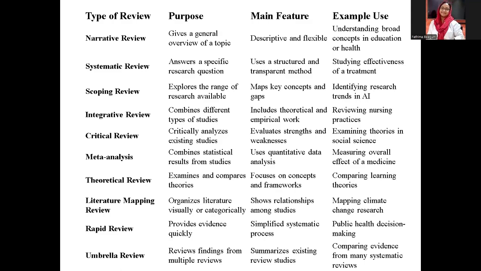Then comes the next type, meta-analysis. Meta-analysis combines statistical data. We use statistical results from the studies, such as ANOVA data, descriptive statistics, or inferential statistics, and these results are combined. Then come the theoretical reviews. Theories will be there, for example, if you are going for depression, different theories are there.